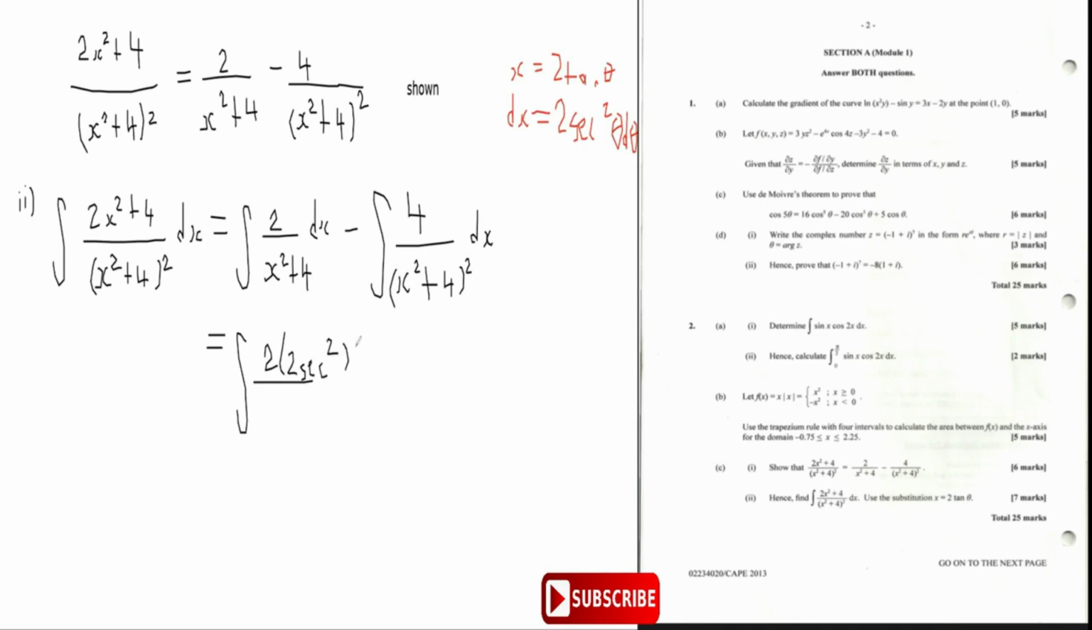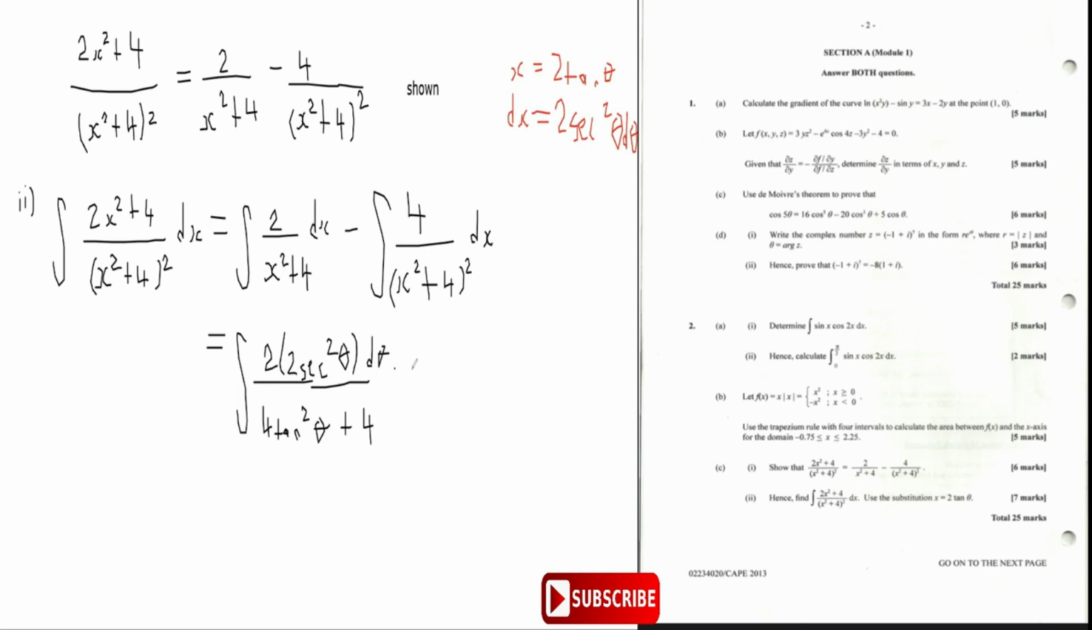So it's 2 times 2 sec squared theta d theta over, now x squared, x is 2 tan theta, so x squared is going to be 4 tan squared theta plus 4.